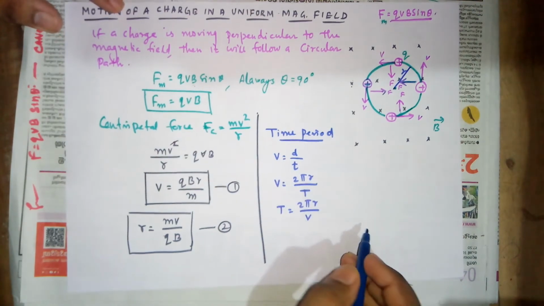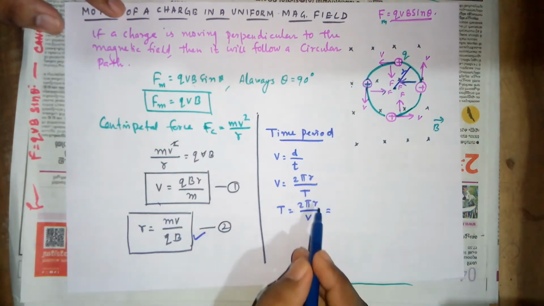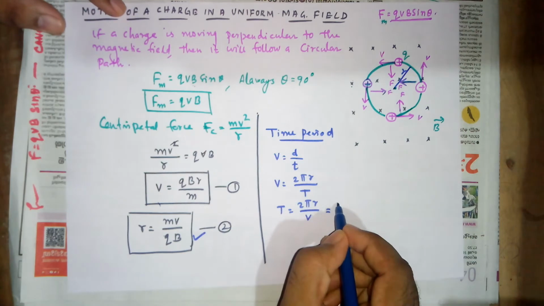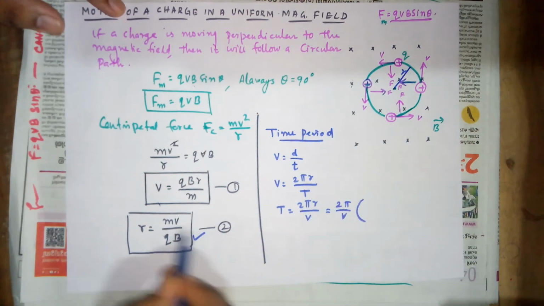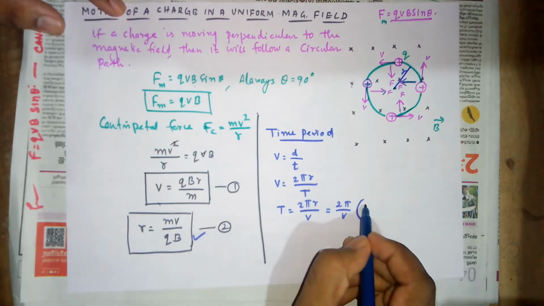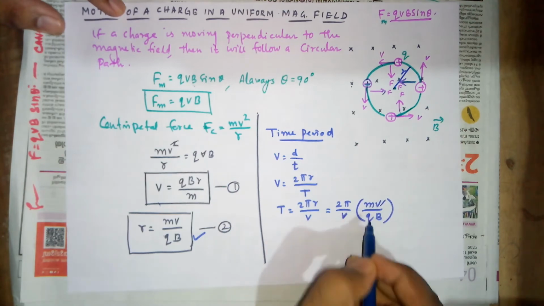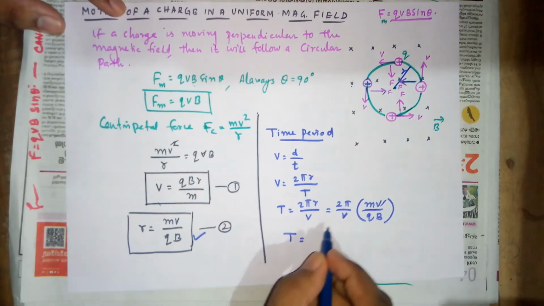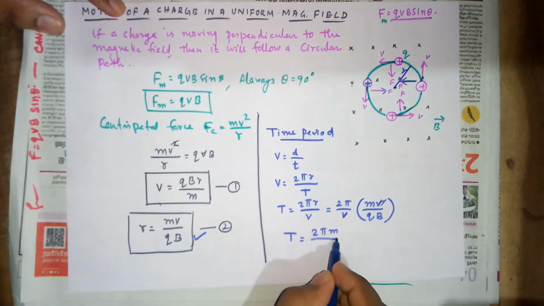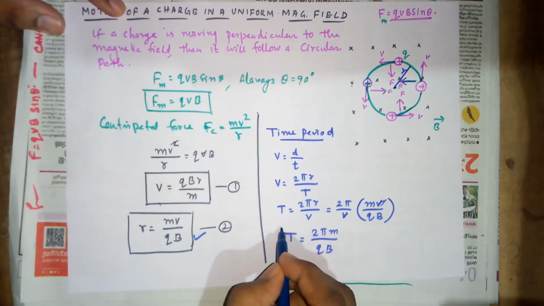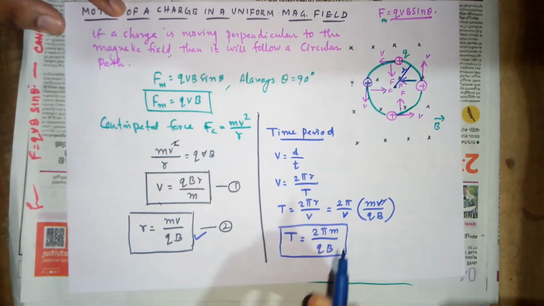2 pi r divided by v, and in this expression I am going to substitute the value of r. So this expression will become 2 pi by v into mv by qb, substituted in place of r. Okay, this v and this v cancel. So the time period expression comes to be 2 pi m by qb. Okay, so this is the expression for the time period, right?